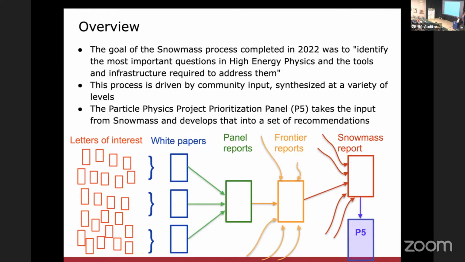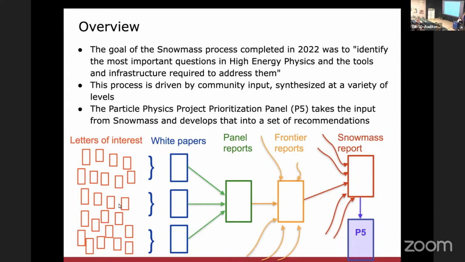It completed in 2022 and is really focused on what are the most important questions in high energy physics that then get synthesized by P5, the Particle Physics Project Prioritization Panel, which turns those ideas of what the interesting science is into how we should prioritize projects. Of course, Spec-S5 was favored in that. And so the Snowmass process is driven by community input. It's very much things filtering in from the bottom up.